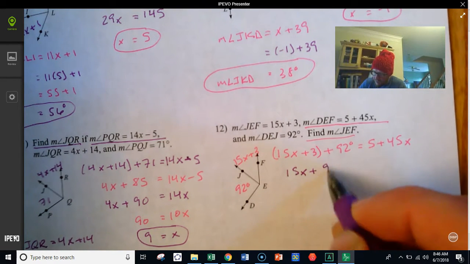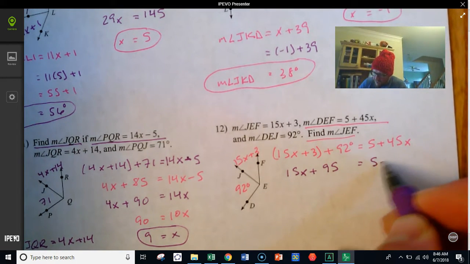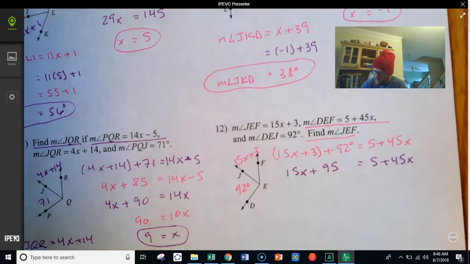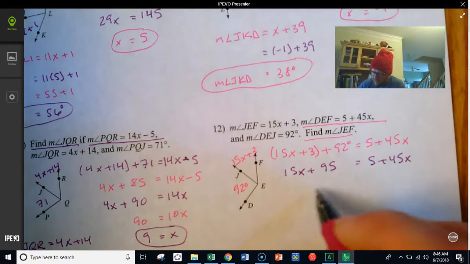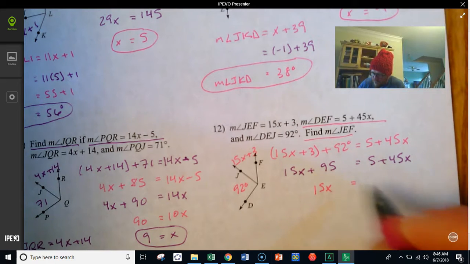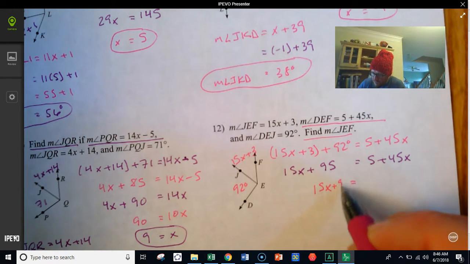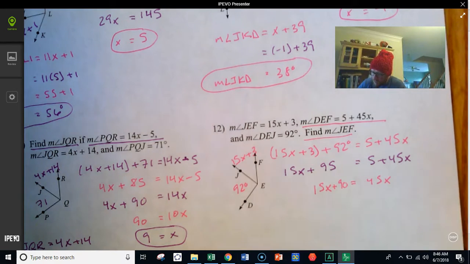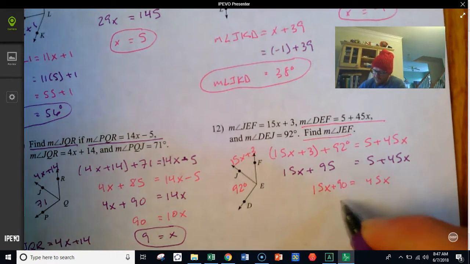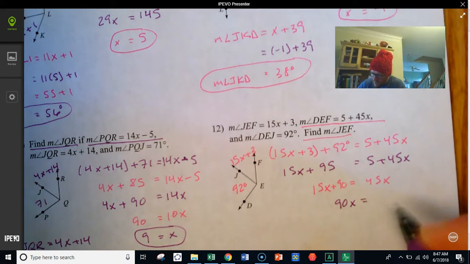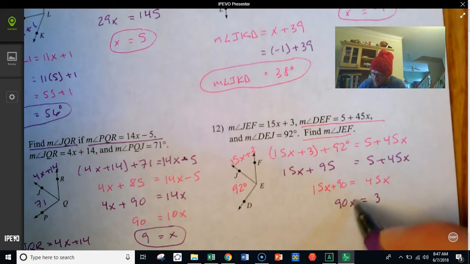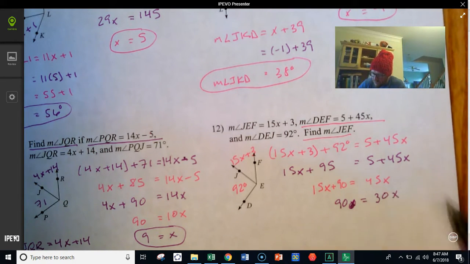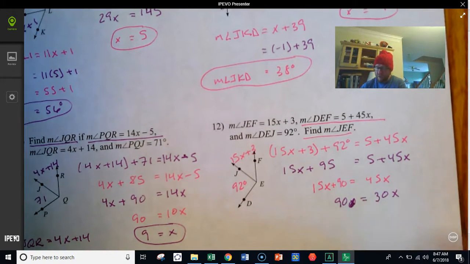15x plus 95 equals 5 plus 45x. We'll take 5 away from each side. 15x plus 90 equals 45x. Now I'm going to take away 15x from each side. 90, well, that's not just 90, equals 30x. Now divide by 30 on both sides, and we get 3 equals x.